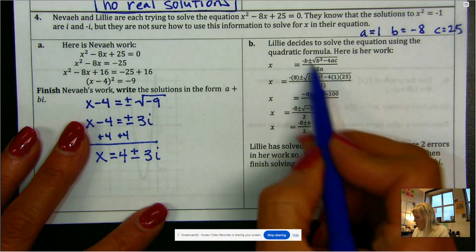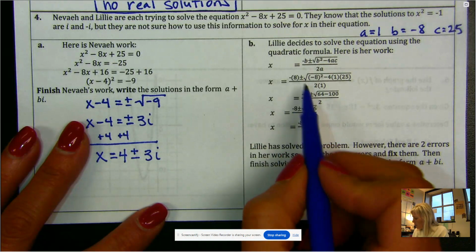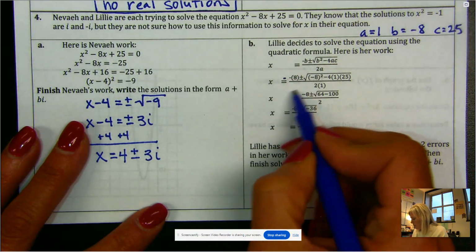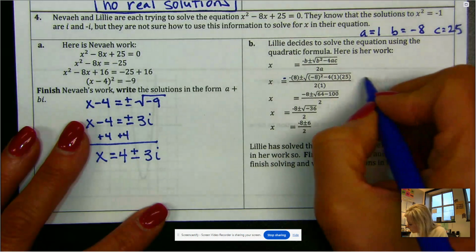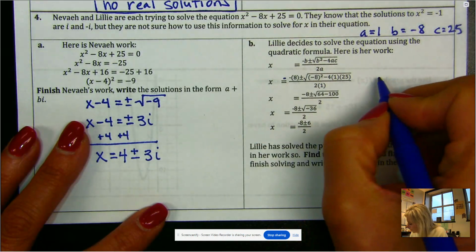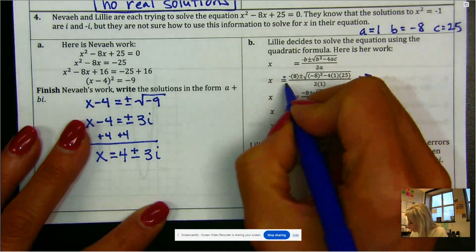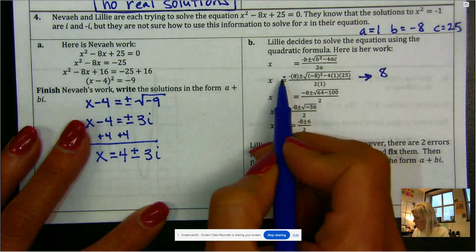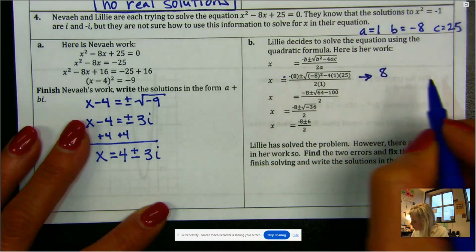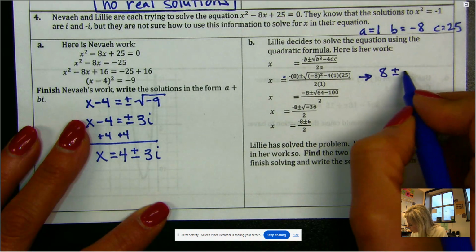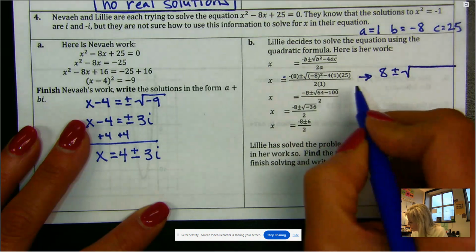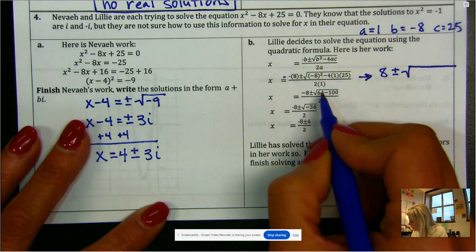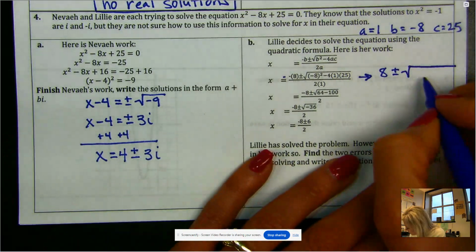So here's the formula. Now right here, this should say negative 8. So kind of that's a problem to begin with. So we should have negative 8. This step should change to 8 because two negatives make it positive. And then I think the rest is okay. b squared minus 4ac over 2a. So the rest is okay.